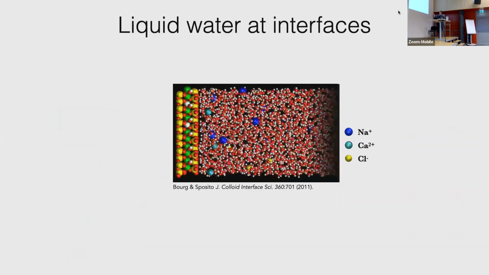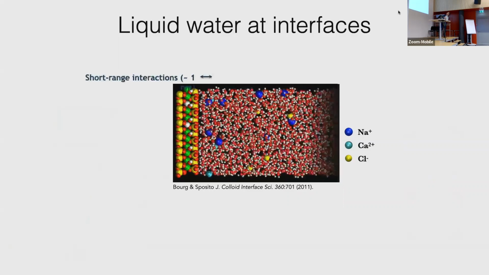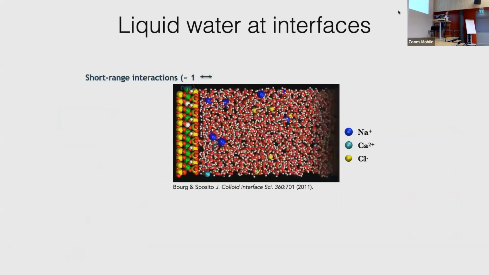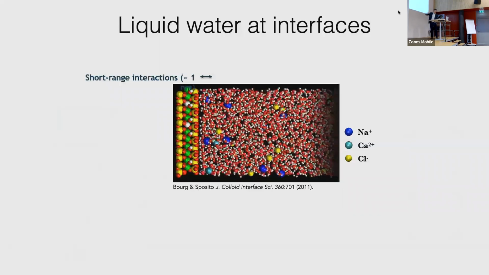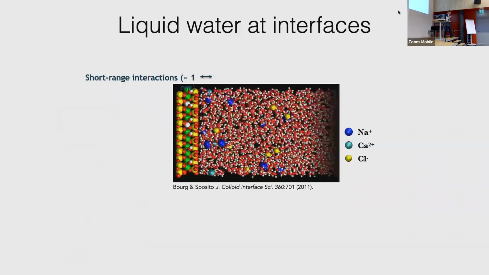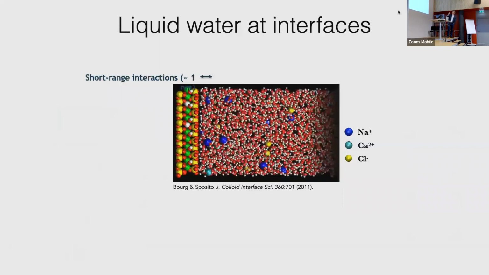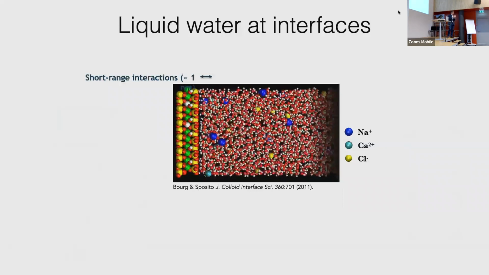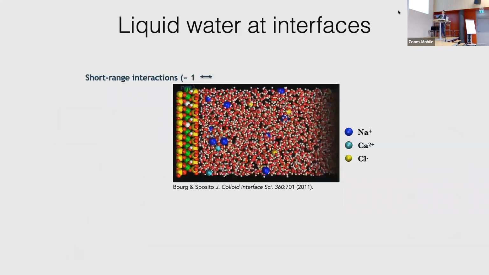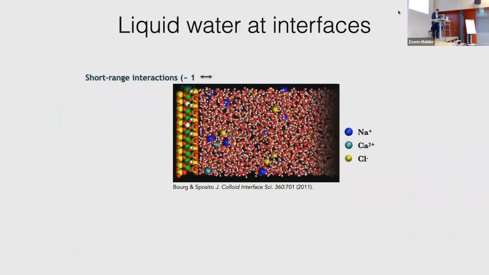When water is near an interface, there's various interesting things that happen. On length scales of about a nanometer, you have the structure of water and the distribution of solutes that is modified by direct interactions with the interface.